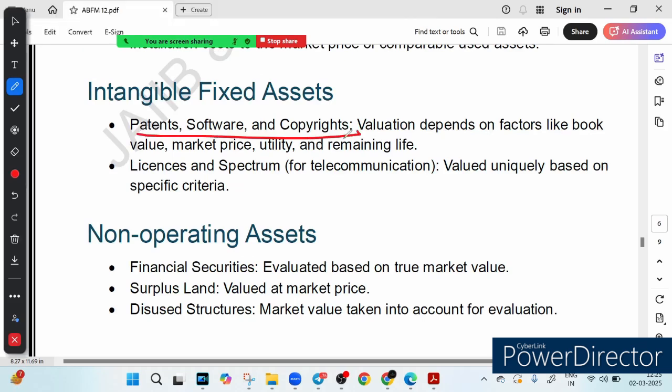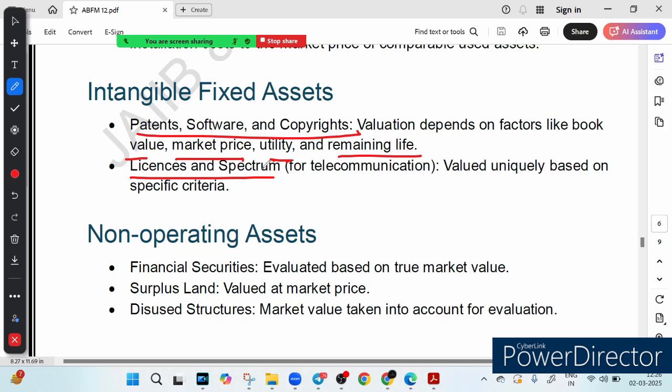So these are valued based on multiple factors, like their book value, means original cost, market price, if they can be resold, utility, which means how useful they are, and remaining life, means how long they will be valuable, and their license and a spectrum. Telecom industry, if you have ever wondered why telecom companies pay crore for a spectrum license, here is the reason: they are super valuable and limited in supply. So their valuation is based on a special criteria set by the regulatory body, that is called a spectrum allocation.